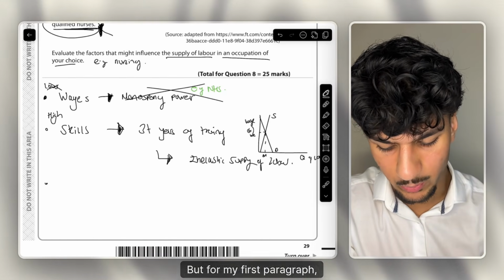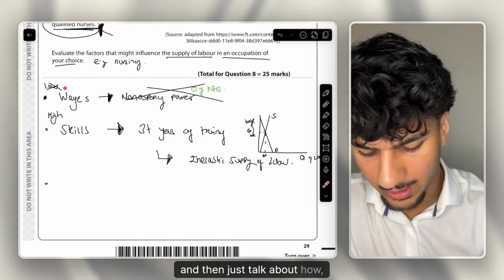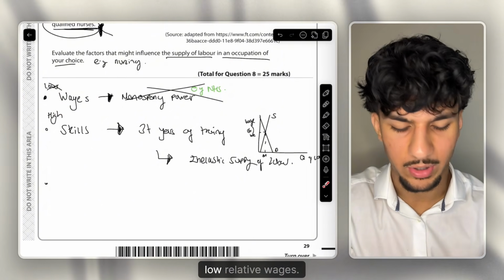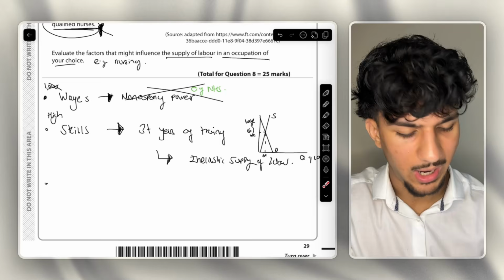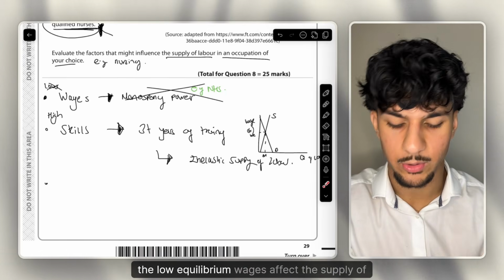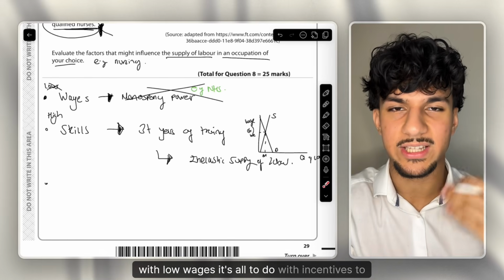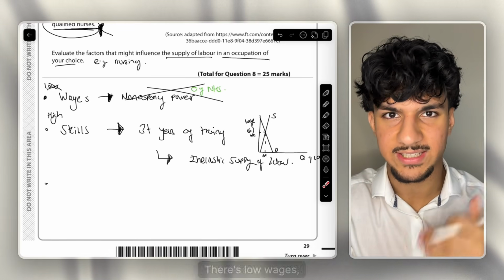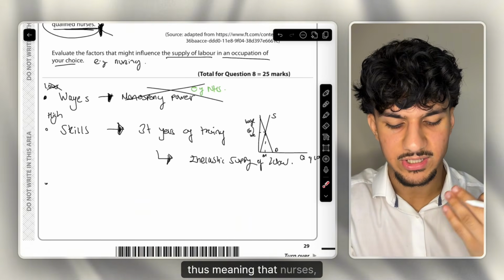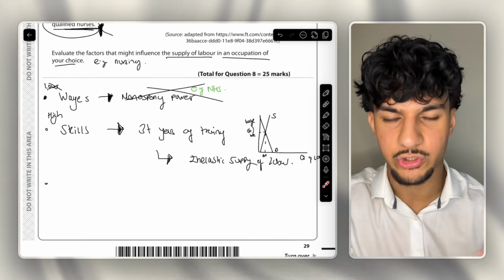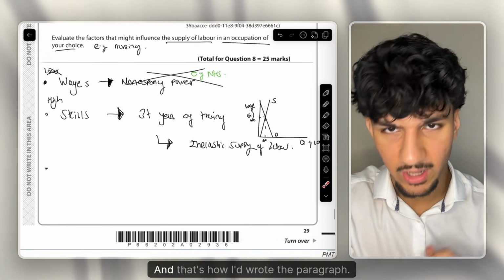But for my first paragraph, I would do wages, and then just talk about how in the nursing industry there are low relative wages, and then just mention how the low relative wages, the low equilibrium wages, affect the supply of labour. Of course, with low wages, it's all to do with incentives to work. If there's low wages, there's low incentive to work, thus meaning that nurses will supply less labour, meaning that there's like a shortage of labour in the nursing market. And that's how I'd word the paragraph.